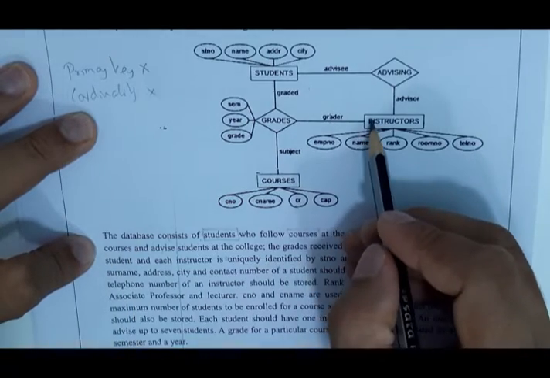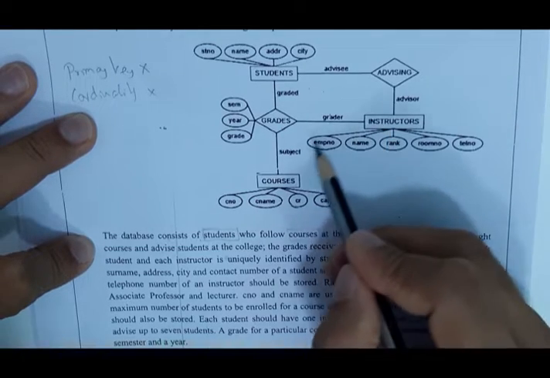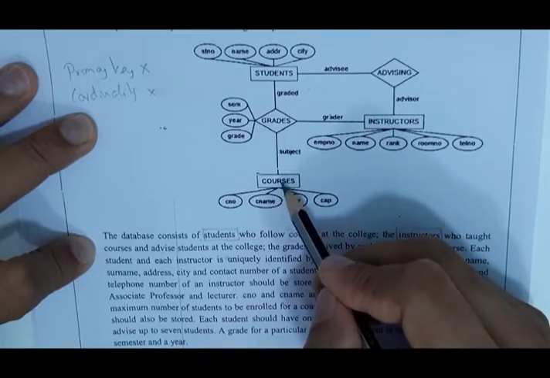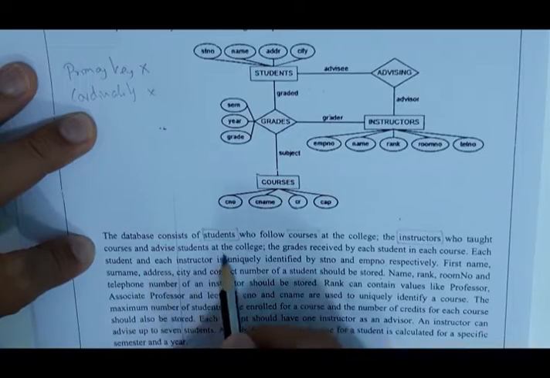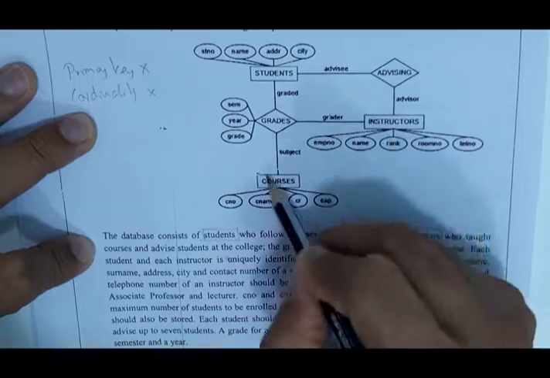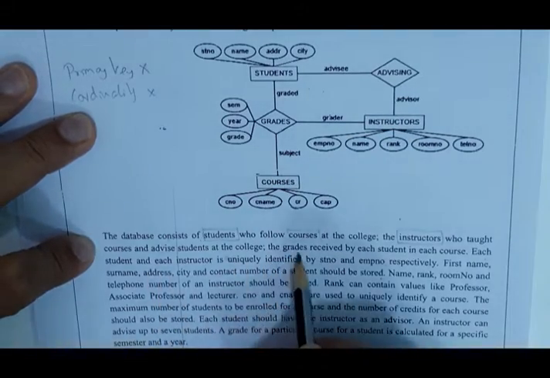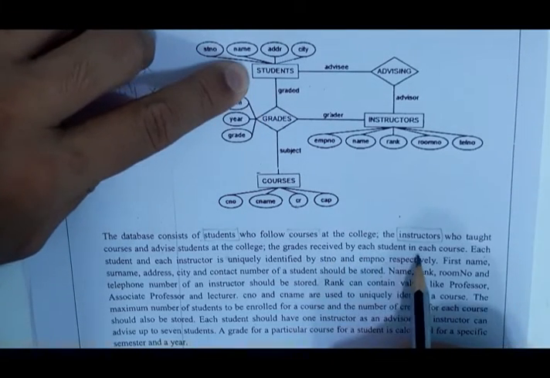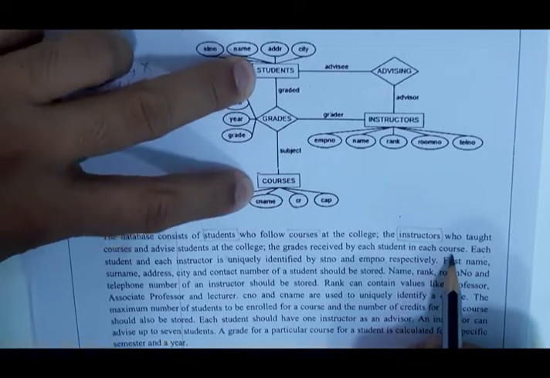The cardinality is not clearly mentioned, but we can have a clue that instructors are teaching courses. That means many instructors are teaching many courses, but that's not the cardinality. We'll just have an idea. And advise students at the college. So instructors are advising, so the relationships are given. It's okay. And advising students. The grade received by each student in each course. Grade comes for each student for each course.